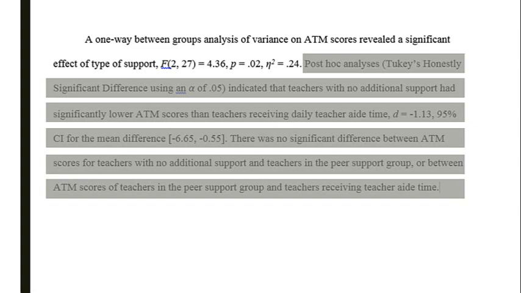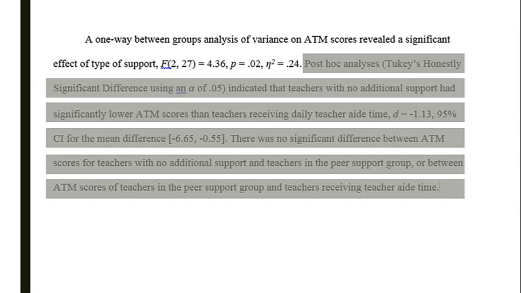A one-way between groups analysis of variance on ATM scores revealed a significant effect. And that's a pretty generic term. Significant effect of type of support. Again, I've got an F ratio with 2 between groups degrees of freedom because there's 3 groups, 27 within or error degrees of freedom. Then I've reported the F ratio of 4.36, p equal to .02, and then here I'm reporting my partial eta squared of .24.